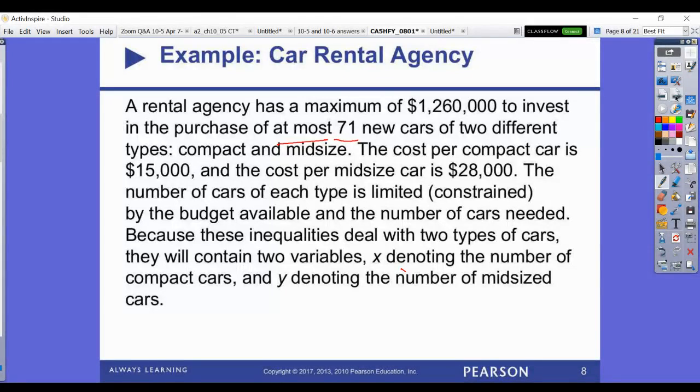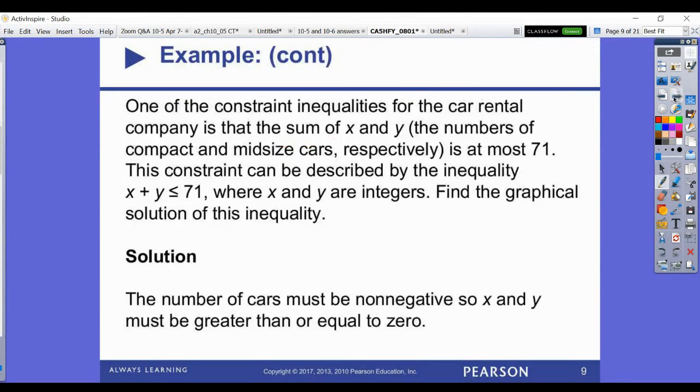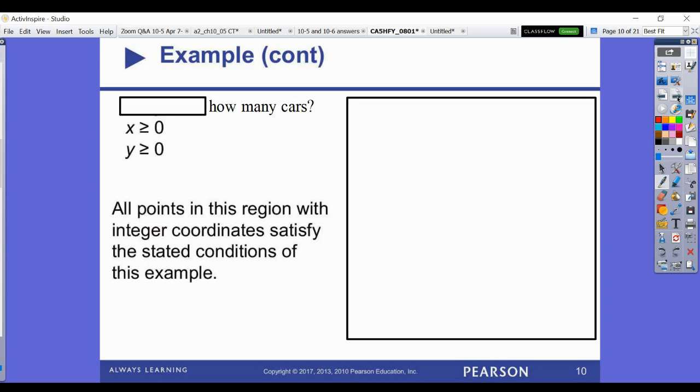So let's write some equations that would be applicable here. First of all, we know that we can have at most 71 cars. So X plus Y, the total of the 2 different kinds of cars that I buy, has to stay below 71. Also, we can't buy negative cars. So for this real world application, the number of compact cars X and mid-sized cars Y must remain greater than or equal to 0. So I've got 3 inequalities here now, 3 different graphs that I could do all at the same time.